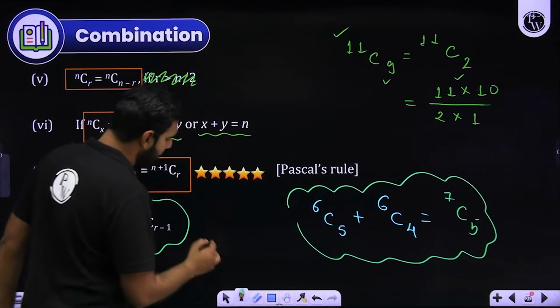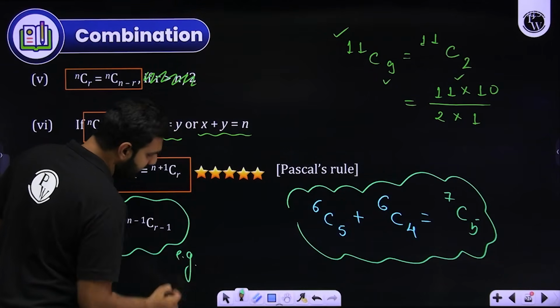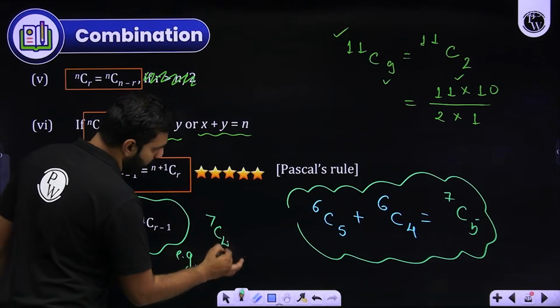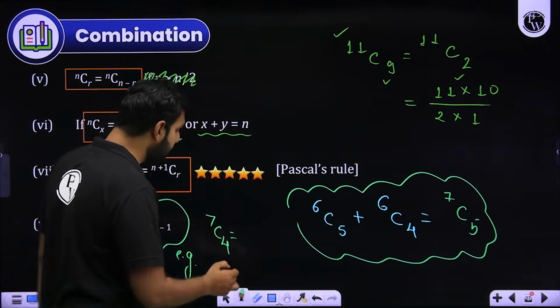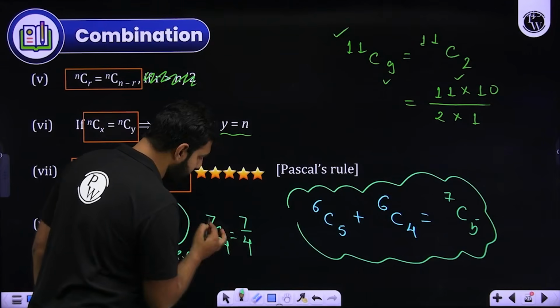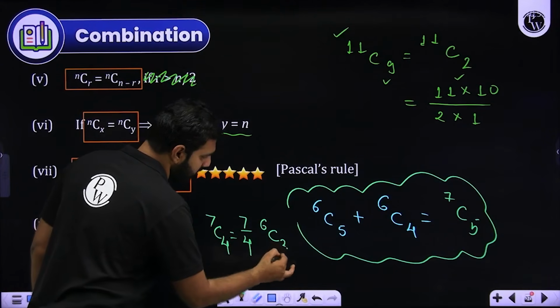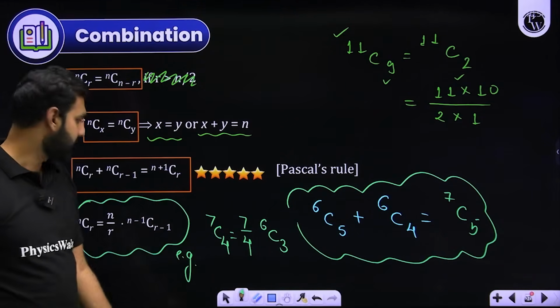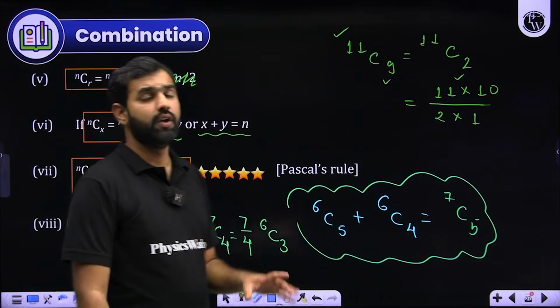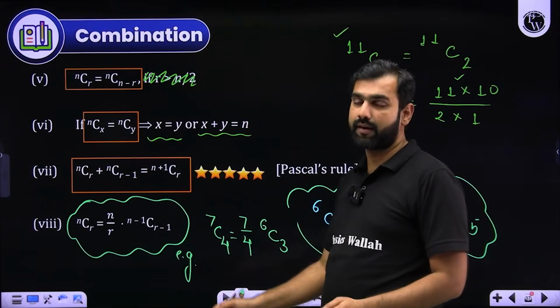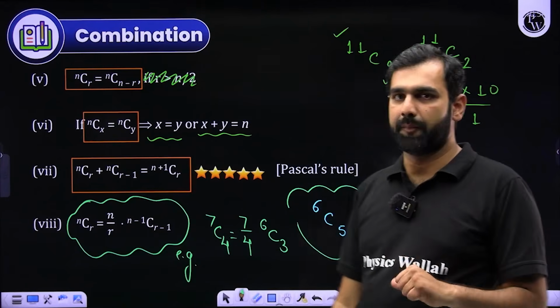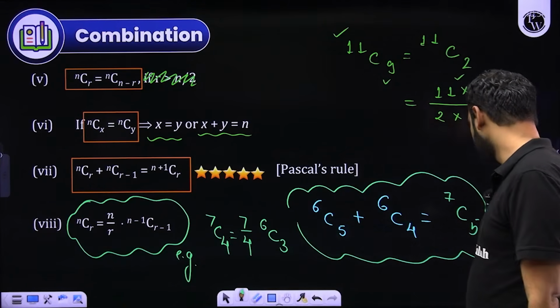What does it mean? It means, let's say I have 7C4. So 7C4, as per the need in the question, I may write as 7 upon 4, 7 minus 1, 6, 4 minus 1, 3. That is 6C3. That's exactly what this formula says. If the need arises, I may use my formula of NCR as N by R, N minus 1 C R minus 1. Will you remember that? I hope there is no confusion on that.